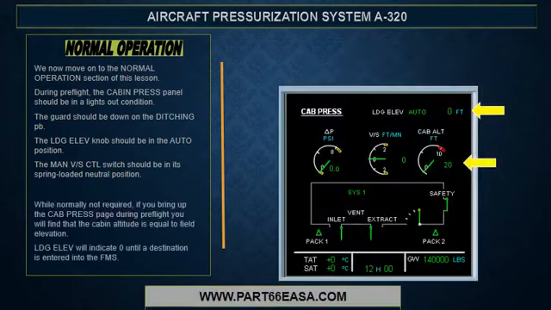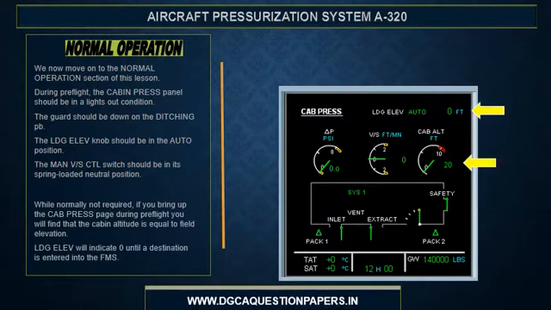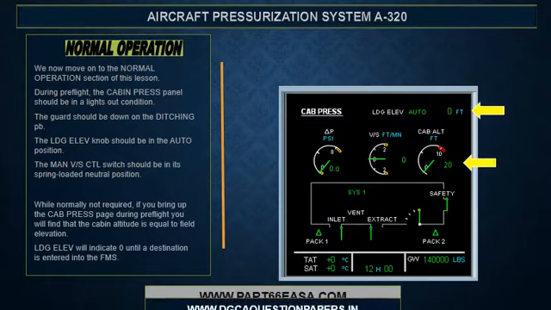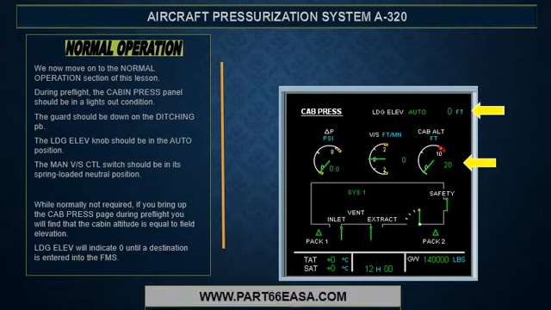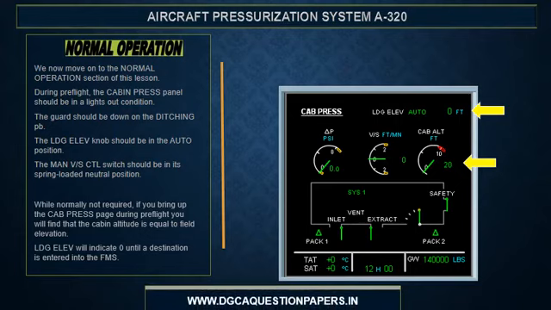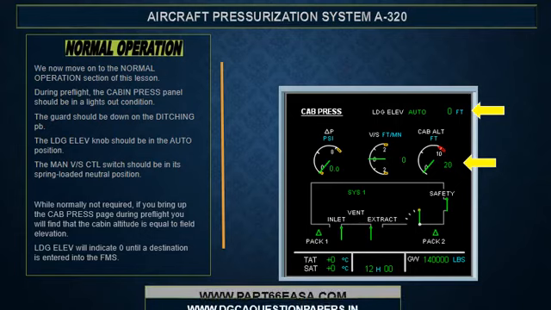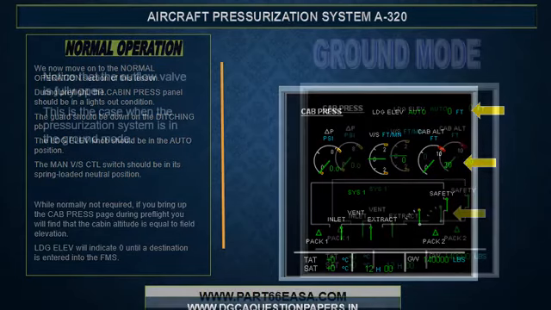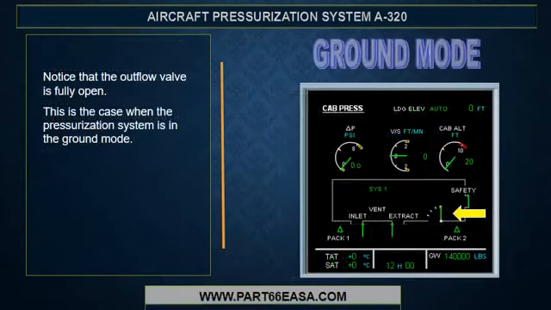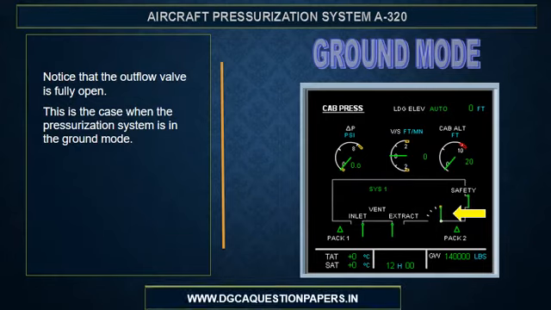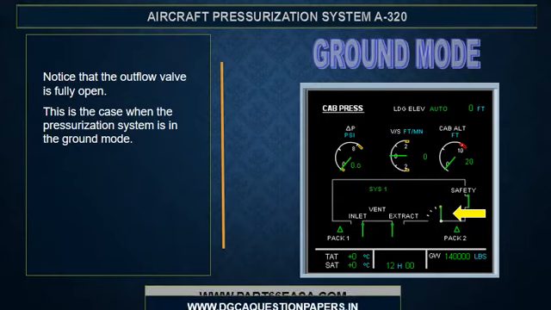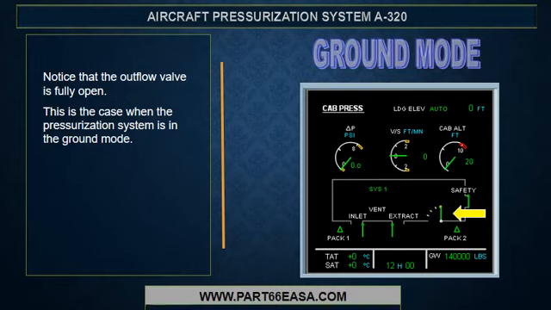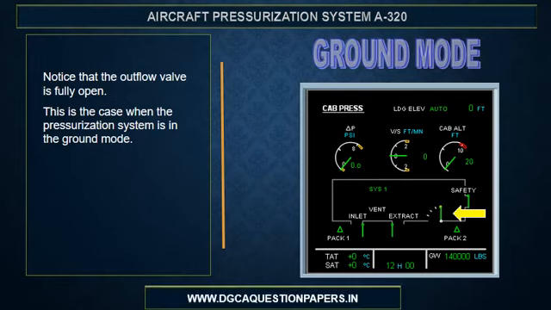While normally not required, if you bring up the CAB PRESS page during pre-flight, you will find that the cabin altitude is equal to field elevation. LDG ELEV will indicate 0 until a destination is entered into the FMS. Notice that the outflow valve is fully open. This is the case when the pressurization system is in the ground mode.